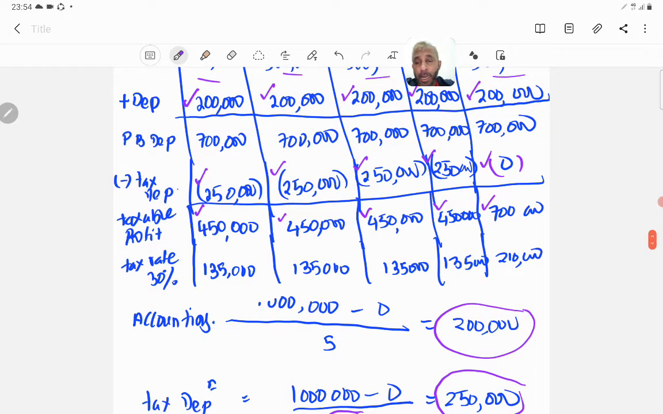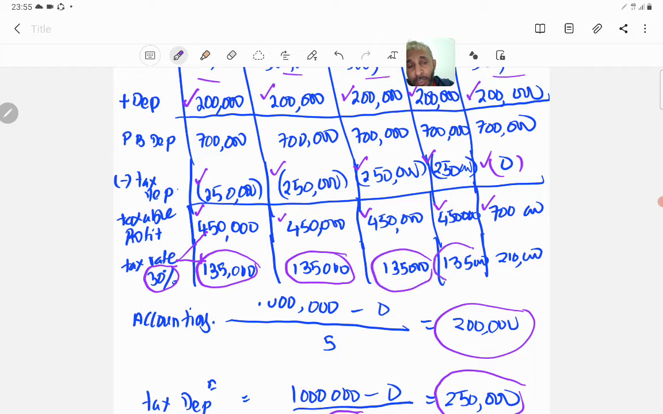Now you see, the tax rate given in this example is 30%. Accordingly, from a reconciled basis, the tax accountant's calculation, I will have a tax liability of 135,000 each year. 135,000, 135,000, 135,000. But please note that in the fifth year, your tax liability comes to 210,000. In early years, accountants could be very happy. Why? Their tax liability is very less, 135,000.